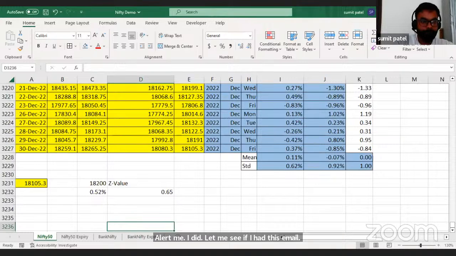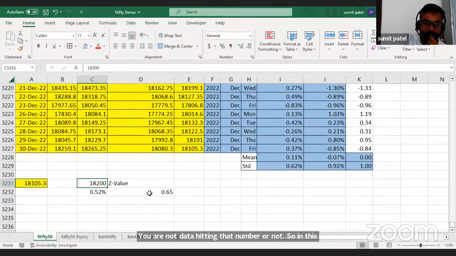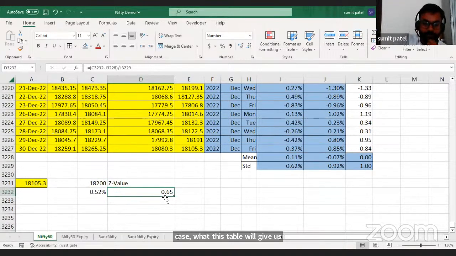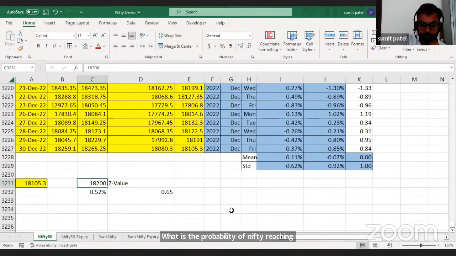A Z table is nothing but it gives you the corresponding probability of your number, or of that data hitting that number or not. So in this case, what this table will give us is the probability of Nifty reaching 18,200. Or let me just download a new one.